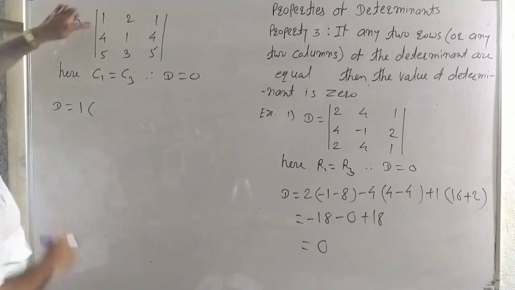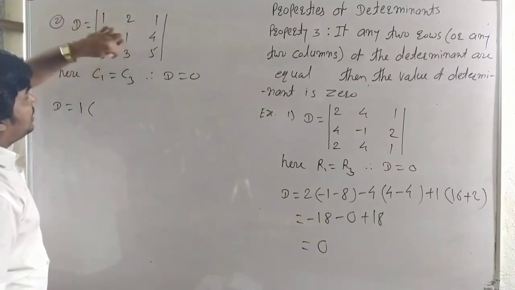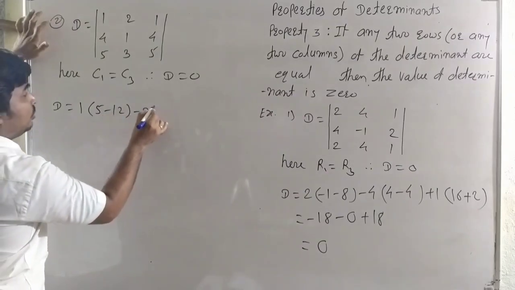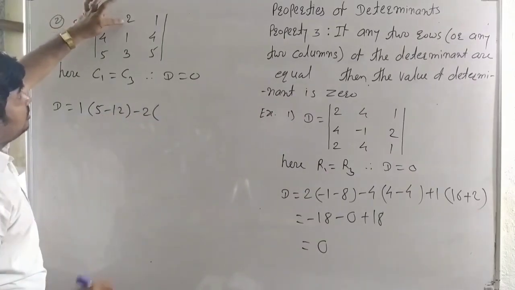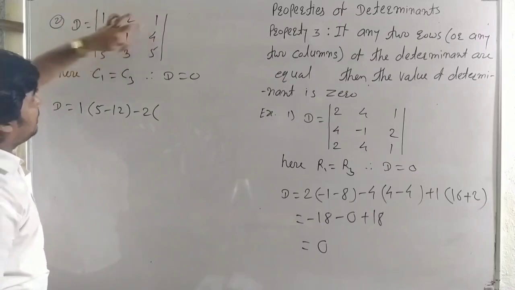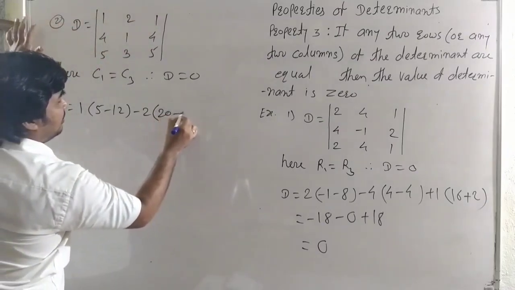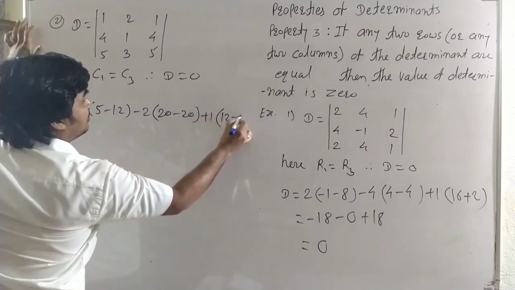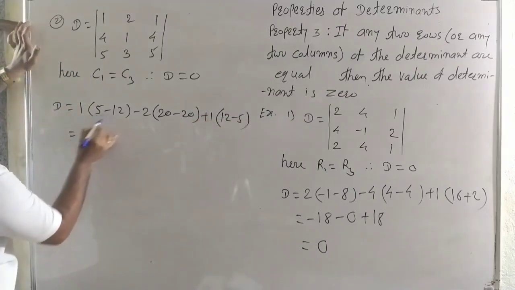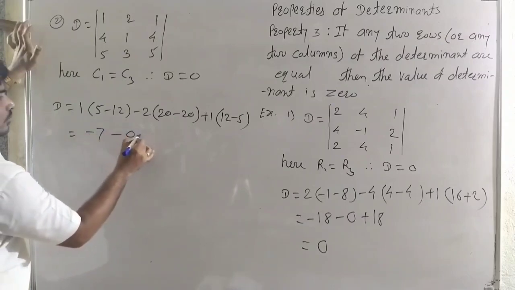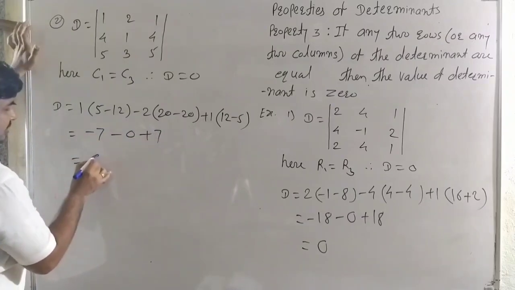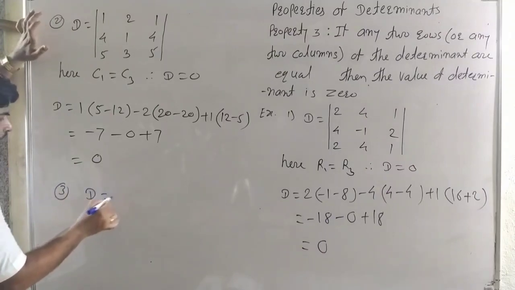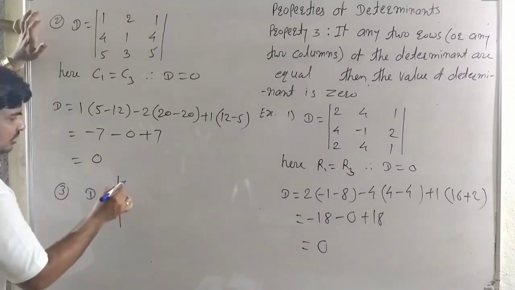It is 1 into 5 minus 12, minus 2 into, change the sign of the middle term, 20 minus 20, and plus 1 into 12 minus 5, then it is minus 7, minus 0, and it is plus 7, and then it is 0. Any two rows or any two columns are equal, then the value of the determinant is 0.